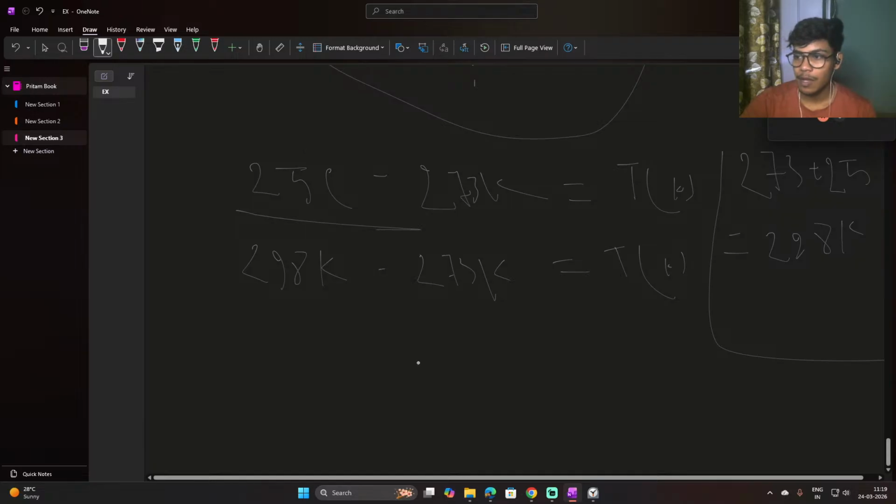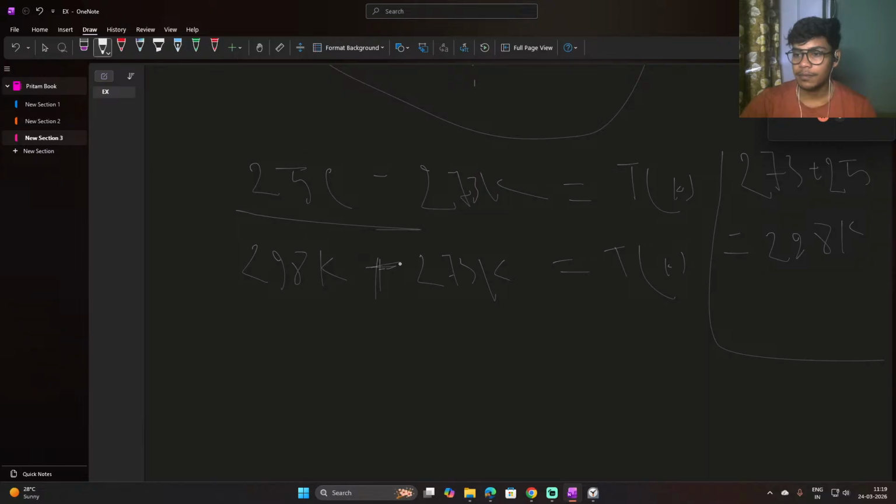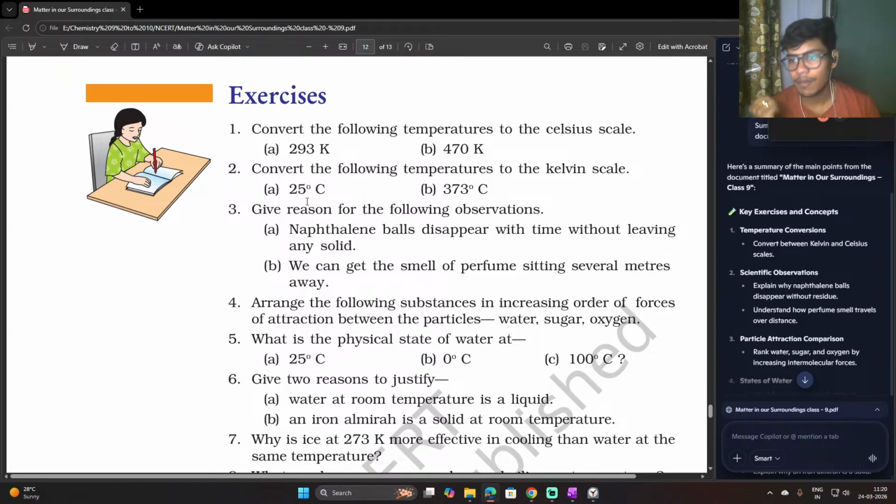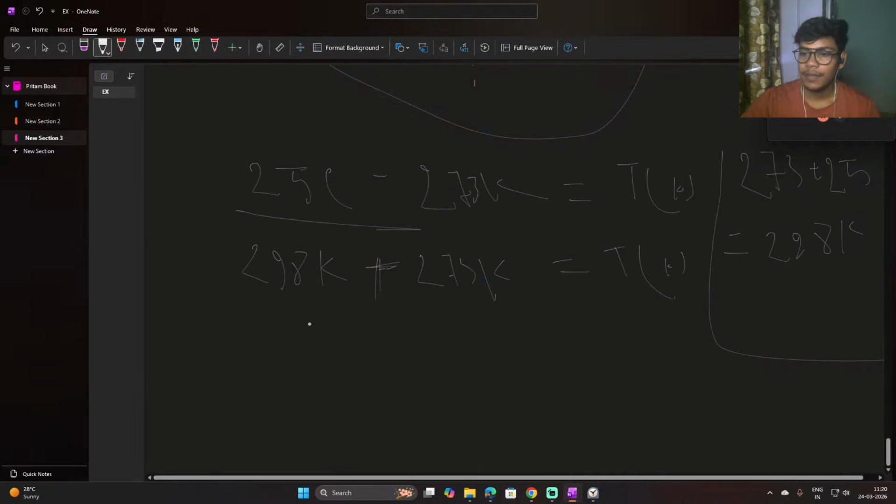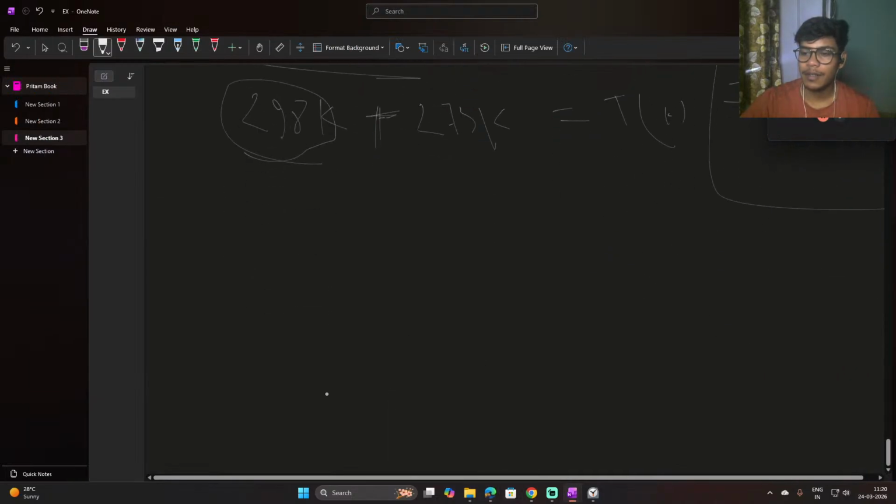Now how much will it be? Sorry, it will be plus. So now 298 K. No, I am doing something wrong. Why? Because they are asking simply 25 degrees C, how much? So just add 25 degrees C to 273, and you will get it. The answer will be 298 K for 25 degrees C.